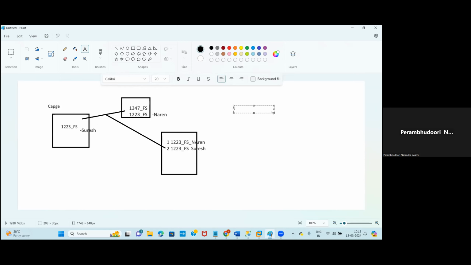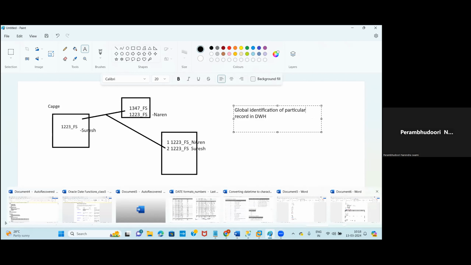So what is a surrogate key? In a data warehouse, it is known as a global identification of a particular record in a data warehouse. Got it? Surrogate key means global identification of a particular record in a data warehouse. These keys will be available in the data warehouse only, not in the database.